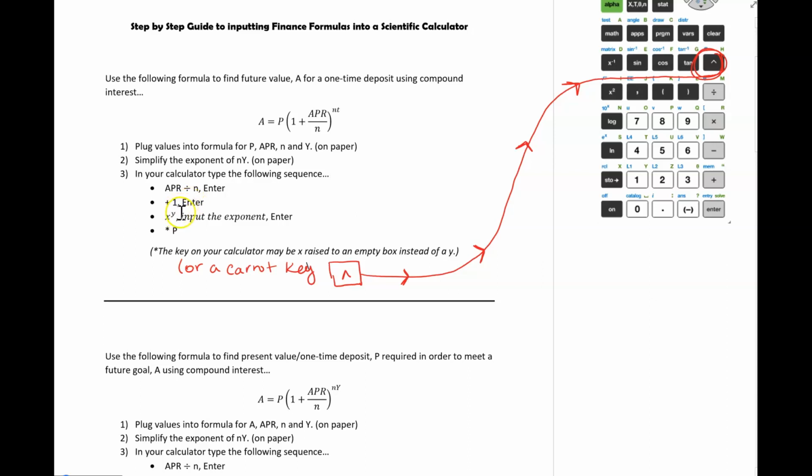Then you're going to use the exponent calculator, and it can be different depending on the type of calculator you have. Some of them, the button looks like this. It'll be x raised to the y. Some of them have it as y raised to the x. And then some of them have it as a caret. So this is called a caret key, and it looks like this over here.